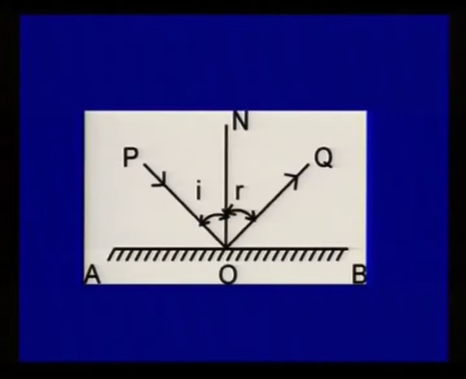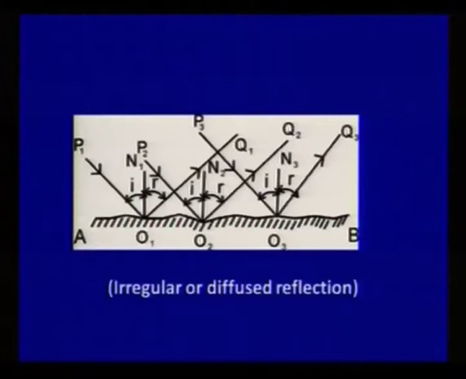So, angle I is always equal to angle R. But sometimes, if the surface is not smooth and rigid, then diffused reflection takes place. This is the diagram of diffused or irregular reflection. Here the incident rays are parallel, but the reflected rays are not parallel.